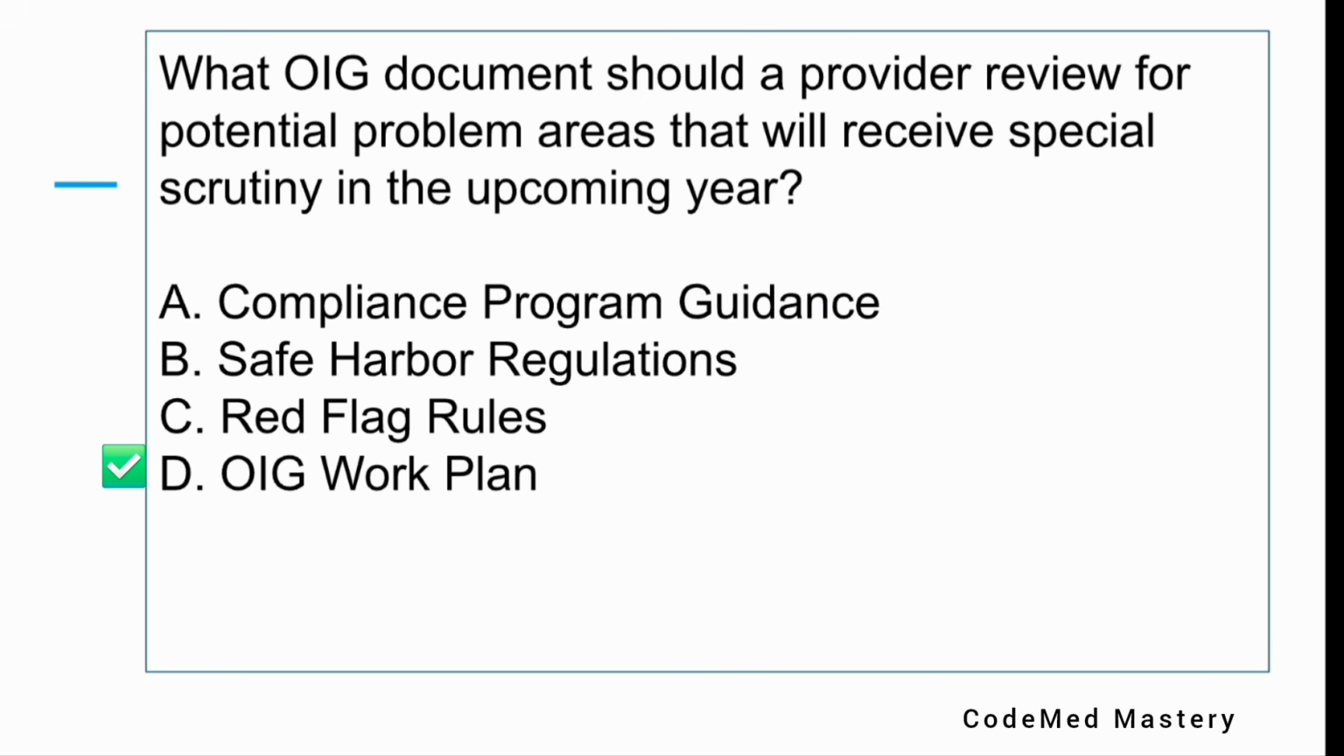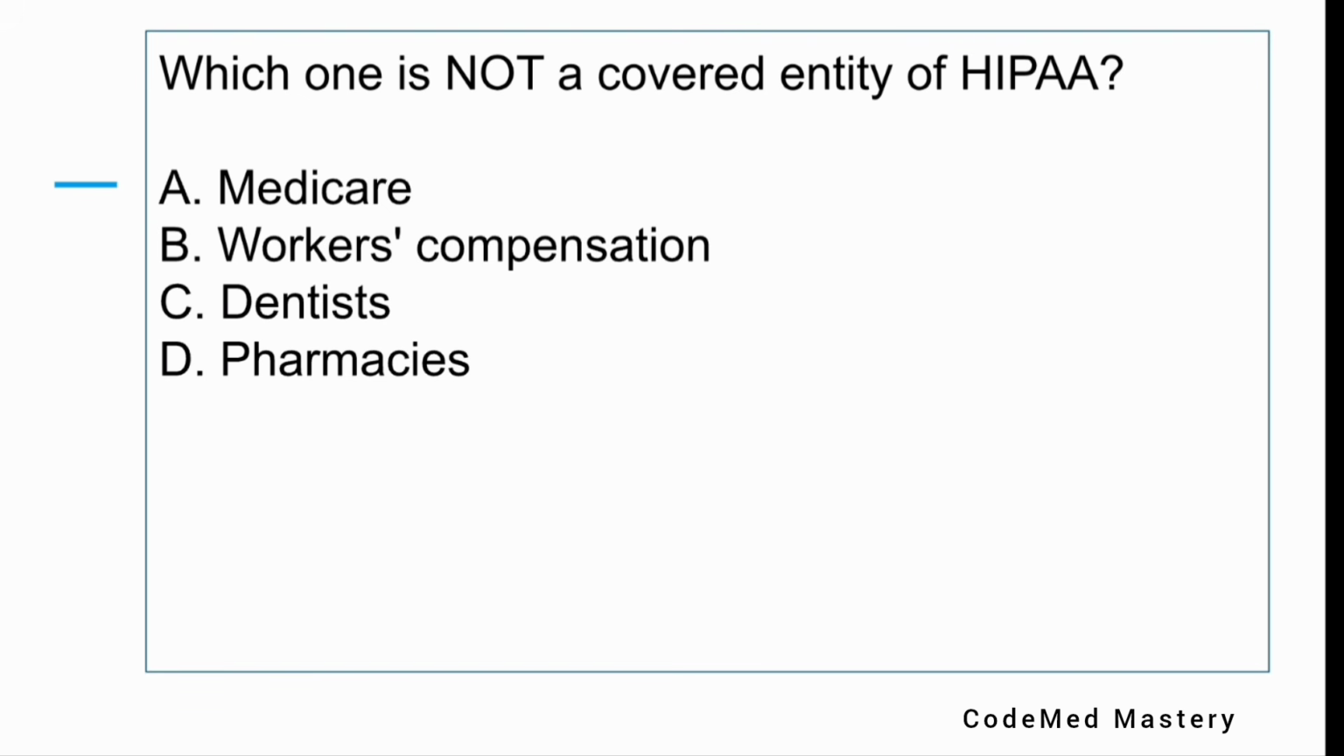Next question. Which one is not a covered entity of HIPAA? Option A, Medicare. Option B, Workers' Compensation. Option C, Dentist. And option D, Pharmacists. The right answer is option B, Workers' Compensation.